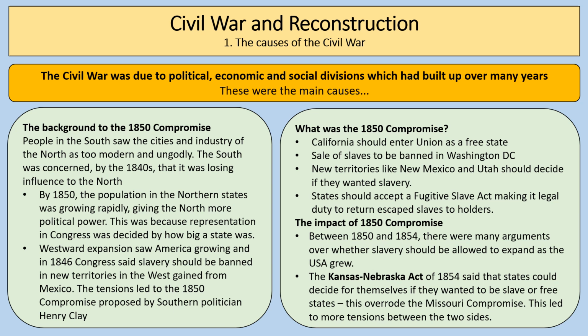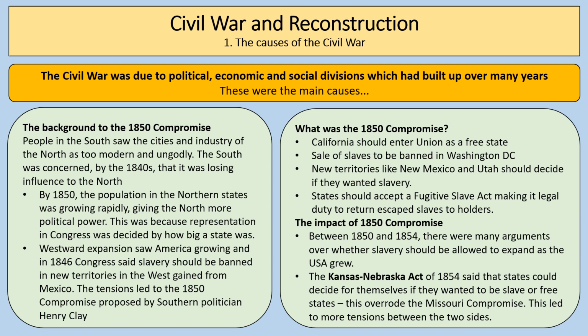Now, the westward expansion that we've already learned about, where America was growing in the West, and in 1846 Congress said that slavery should be banned in the new territories in the West gained from Mexico. Now, the tensions led to the 1850 Compromise proposed by Southern politician Henry Clay. So if you remember, the Missouri Compromise was all about keeping balance between slave states and free states. As America expanded and grew west, and we know that lots of new states joined, then that could obviously upset that balance between free states and slave states.